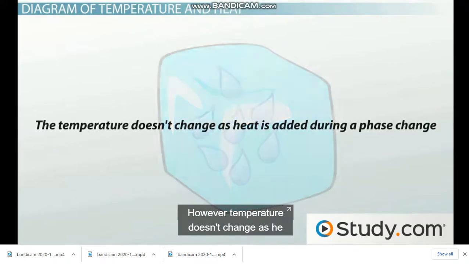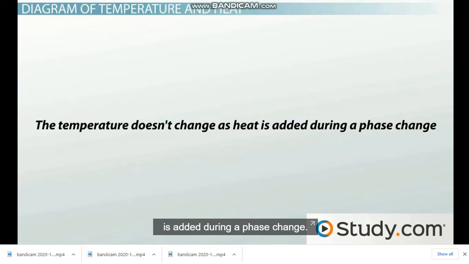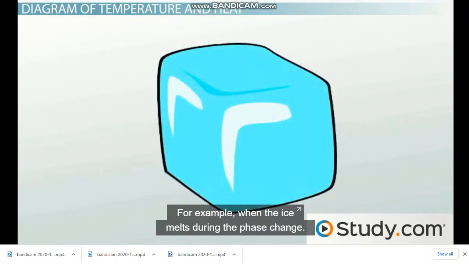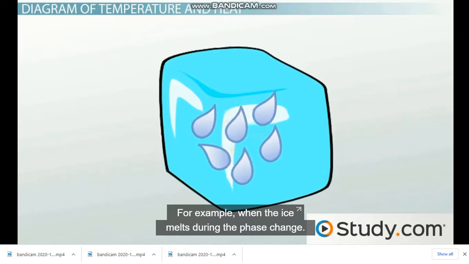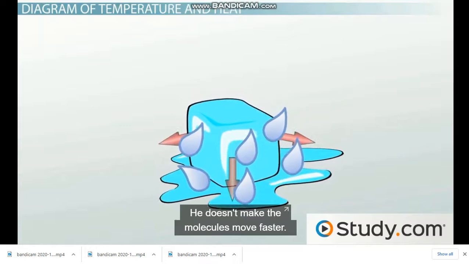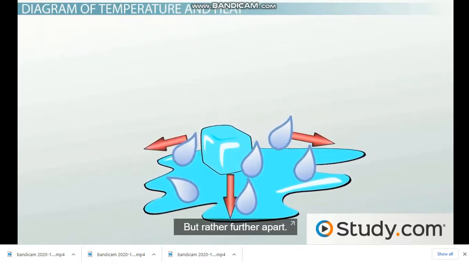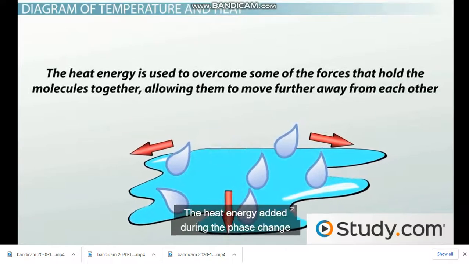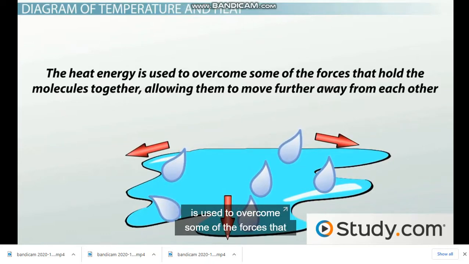However, temperature doesn't change as heat is added during a phase change, for example, when the ice melts. During the phase change, the added heat doesn't make the molecules move faster, but rather further apart. The heat energy added during the phase change is used to overcome some of the forces that hold the molecules together, allowing them to move further away from each other.